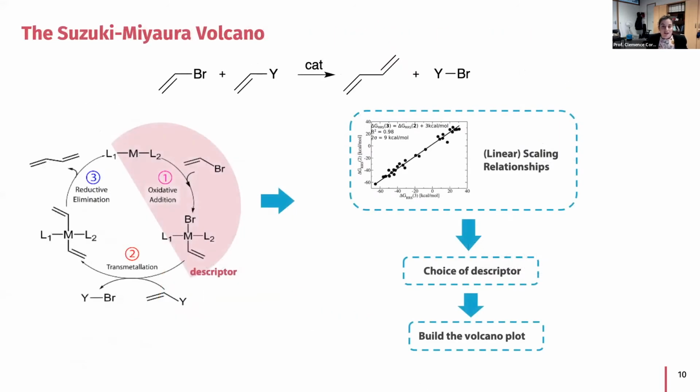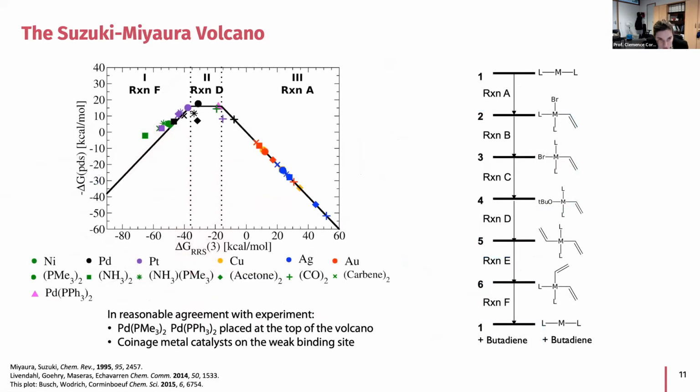So that's the step: check the linear scaling relationship. Then you can choose the descriptor and build this kind of volcano plot. I won't spend too much time on this one, but it's important. That was our first Suzuki-Miyaura volcano attempt in 2015. And we were quite happy with it, and that's why we decided to push this story further.